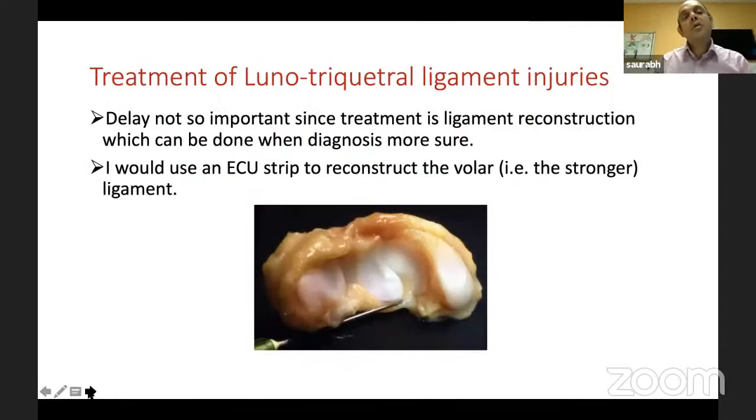Again, treatment. Only one thing to remember is, because these patients don't go into SLAC type wrist arthritis, delay is not that important. And if it comes to reconstruction, one can use an ECU strip.